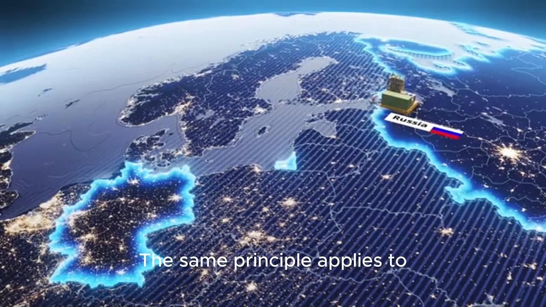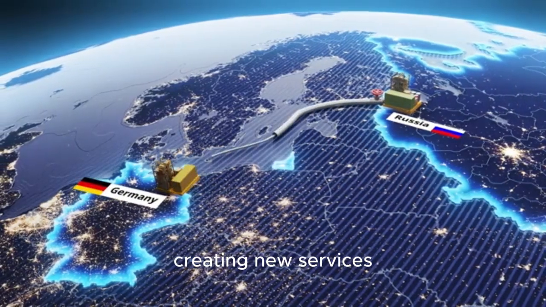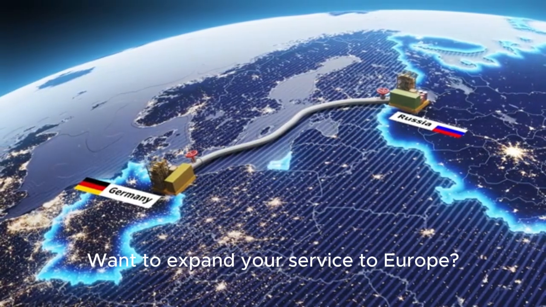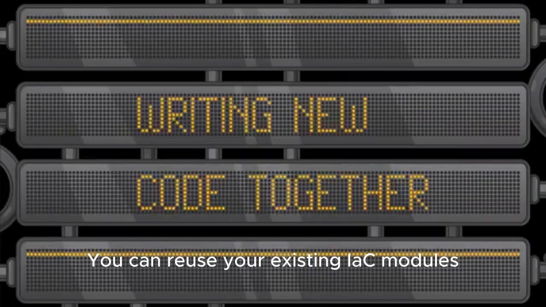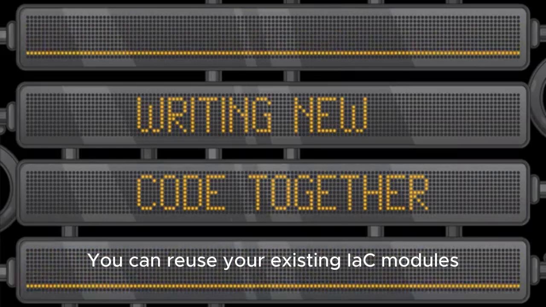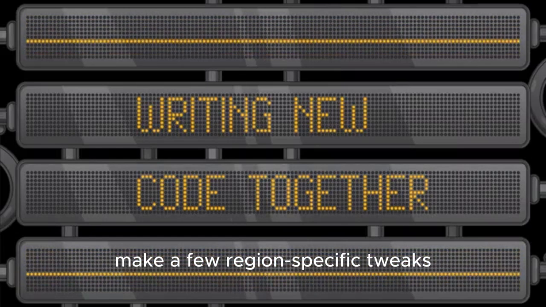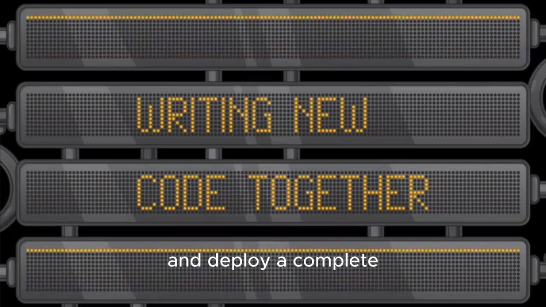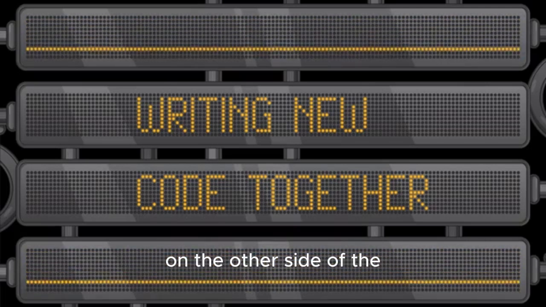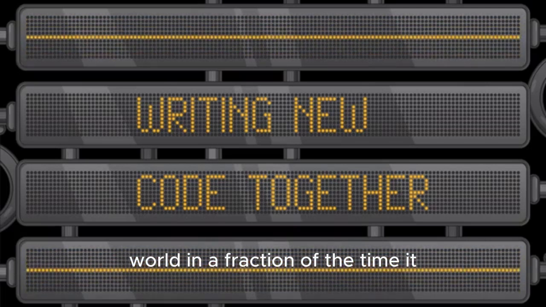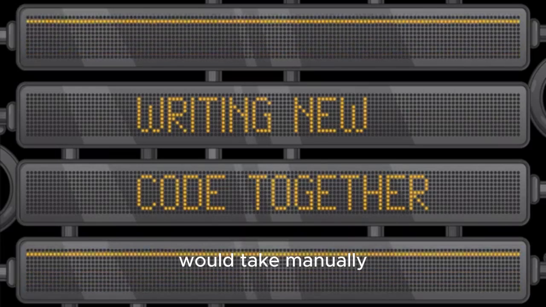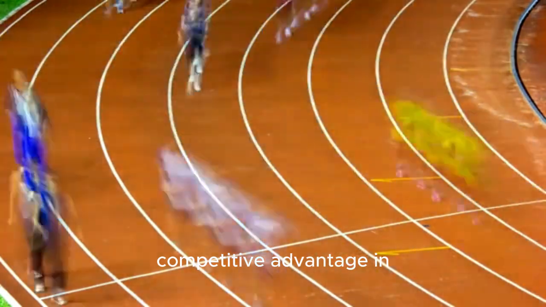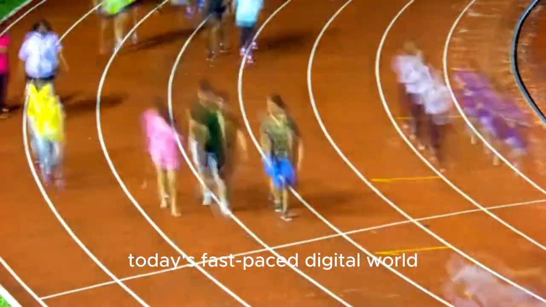The same principle applies to creating new services or entire new regions. Want to expand your service to Europe? You can reuse your existing IaC modules, make a few region-specific tweaks, and deploy a complete copy of your infrastructure on the other side of the world in a fraction of the time it would take manually. This agility is a huge competitive advantage in today's fast-paced digital world.